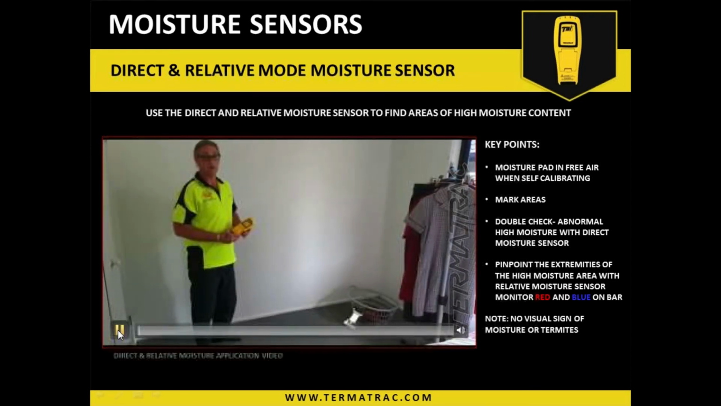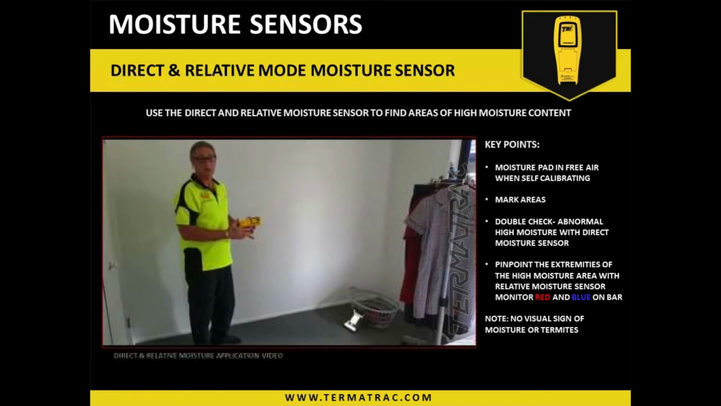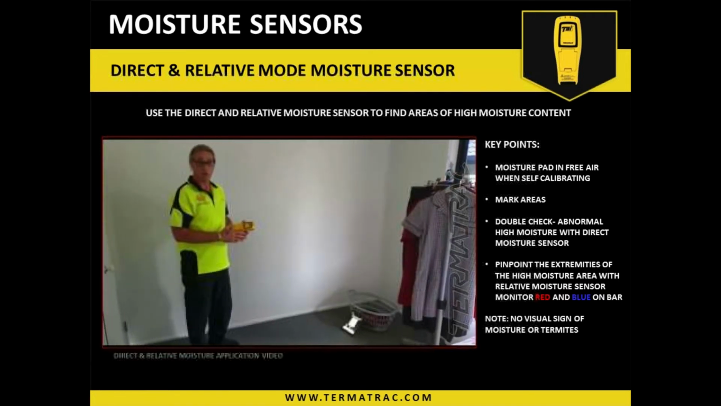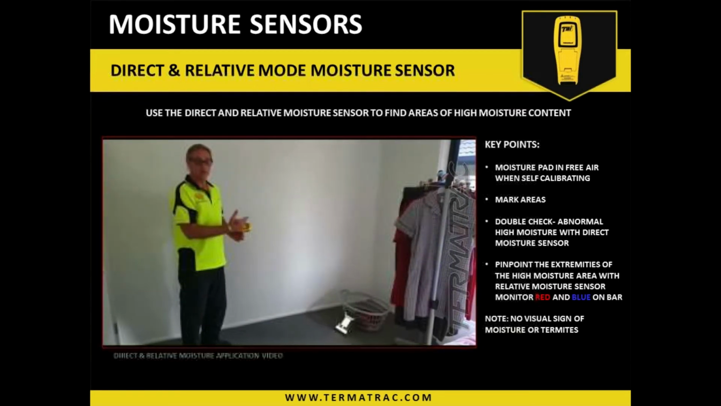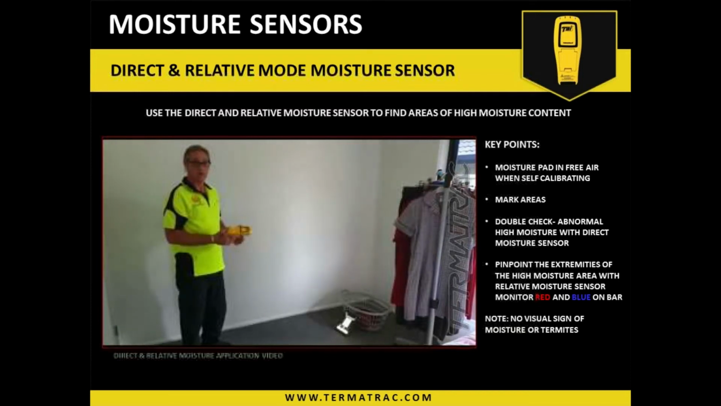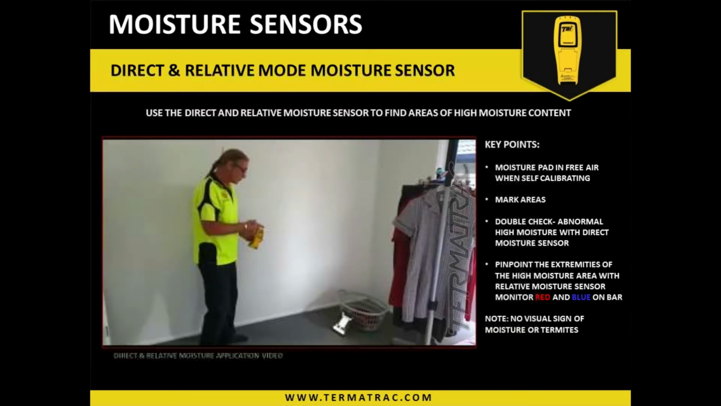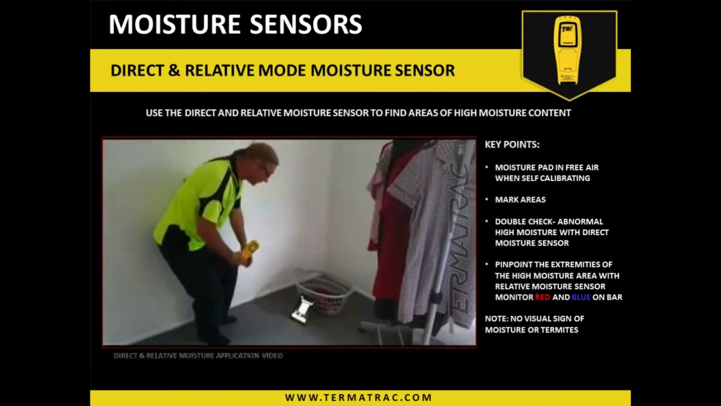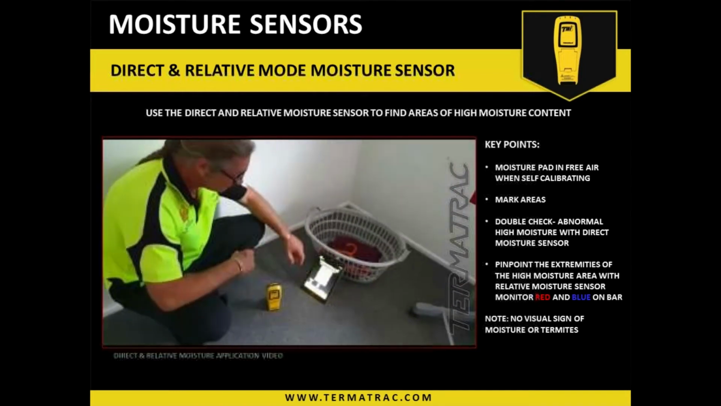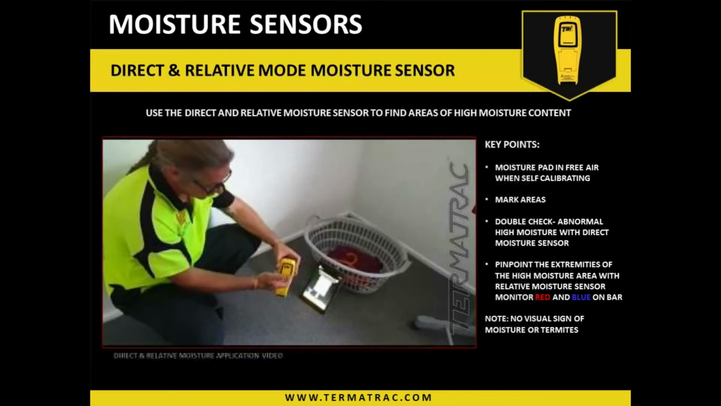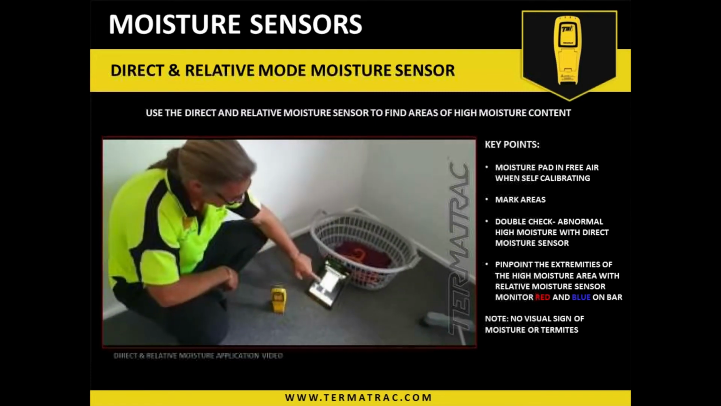So the first thing we're going to do is double check our moisture area. Radar doesn't work on high moisture because it gets absorbed, so we need to highlight and pinpoint the extremities of that moisture so we can use the radar. We'll just go ahead and do that now. What we're going to do is show you what happens when we turn on the moisture sensor. And this is an important thing to do: always stand the unit up. The sensor area needs to be open.